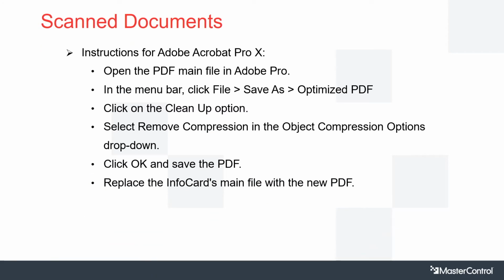And so with 10, same type of thing. Open up the document, and then on our menu bar, we're going to click File, Save As, so it's a little bit different there. We're going to save this as an optimized PDF. We're going to click the Cleanup option, and then we're going to select Remove Compression in the Object Compression Options dropdown. And I do have a screenshot of this one, so we'll go over that here. Then we're going to click OK, and we're going to save the PDF. We're going to replace the info card with the new PDF file.